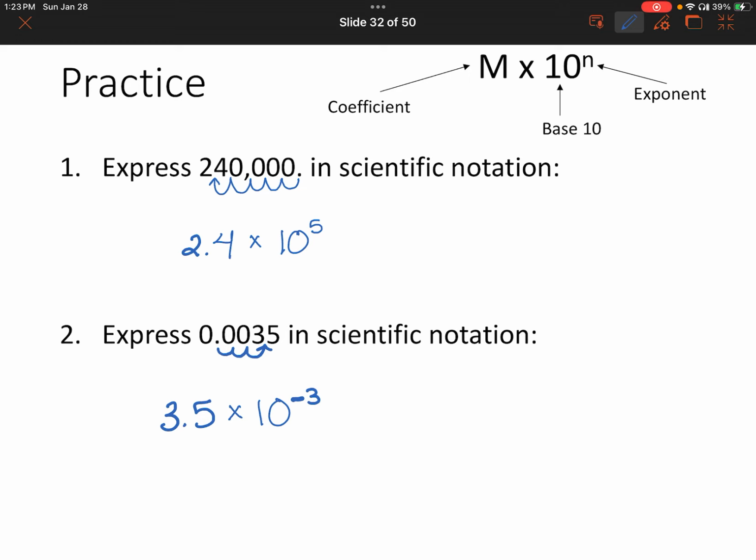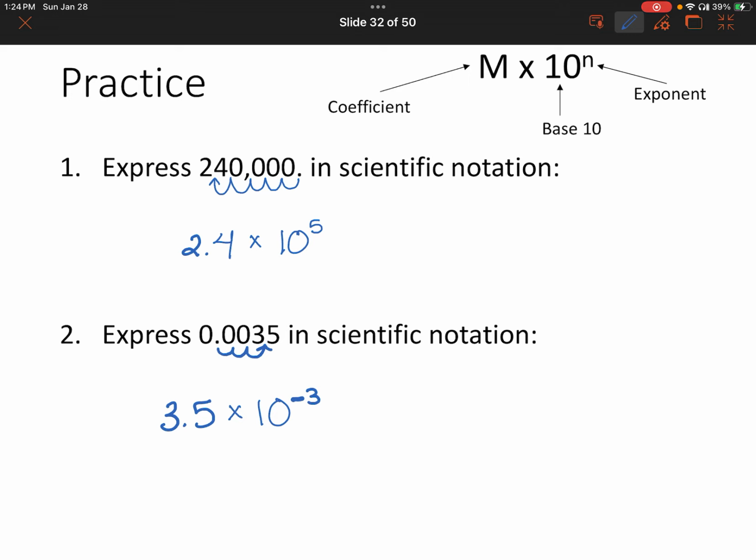All right, so again, this is just a way to express larger or smaller numbers in an easier way. And as I mentioned before, it's also going to help with something called significant figures later on. So there is another purpose to this as well, but we'll get into that later.